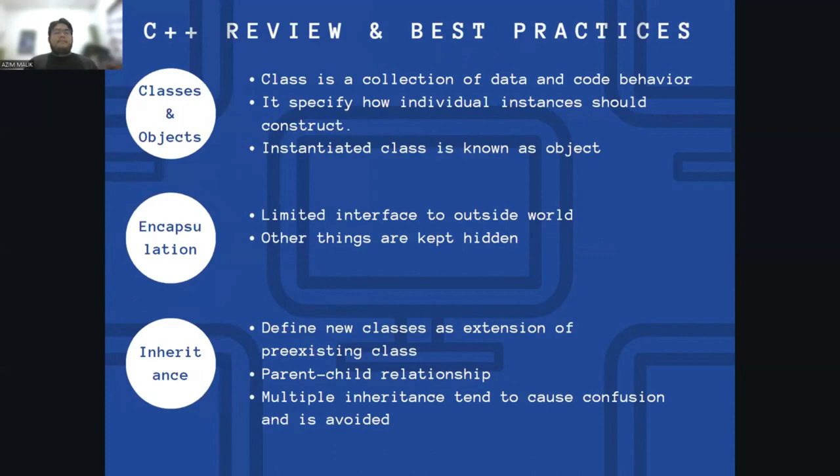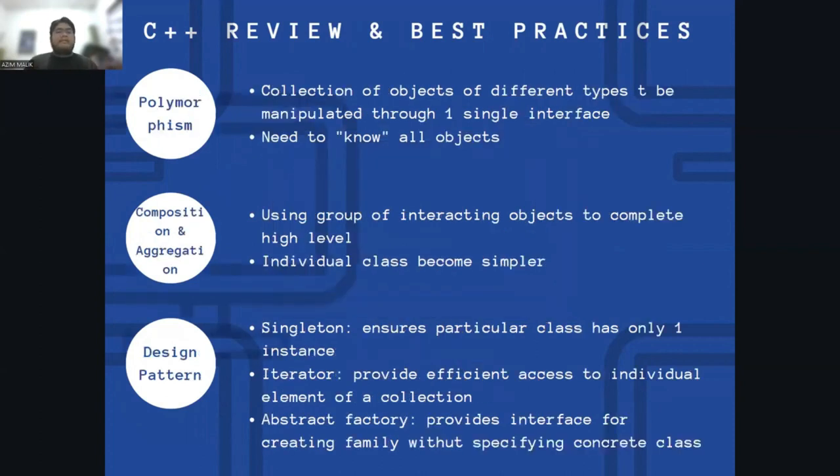Here are the C++ review and best practices. We have classes as objects, where a class is a collection of data that is instantiated, known as an object. Encapsulation limits the interface to the user. Then we have inheritance, where a class inherits from a pre-existing class, known as a parent-child relationship. We have polymorphism, where a collection of objects of different types can be manipulated through one single interface. Composition and aggregation group everything to execute high-level tasks, so individual classes can become simpler. Inside design patterns, we have three examples: singleton, iterator, and abstract factory.